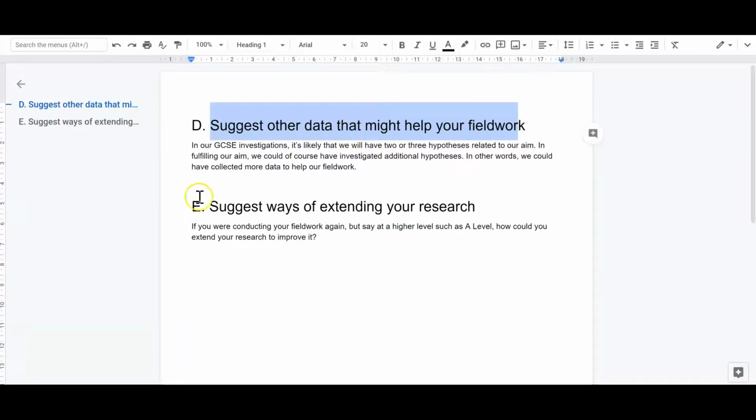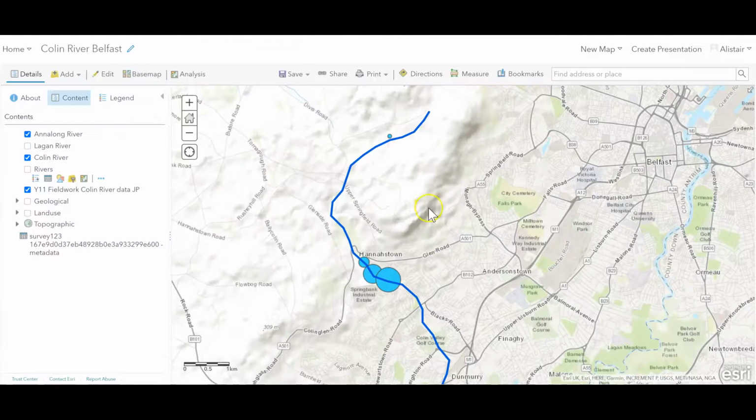What about the next one? Suggest ways of extending your research. So this isn't so much other data that we could have collected on the way down, but if we were conducting our fieldwork, say at an A level, are there ways that we could raise the level of complexity and the ways that we could extend it? And I would suggest yes.